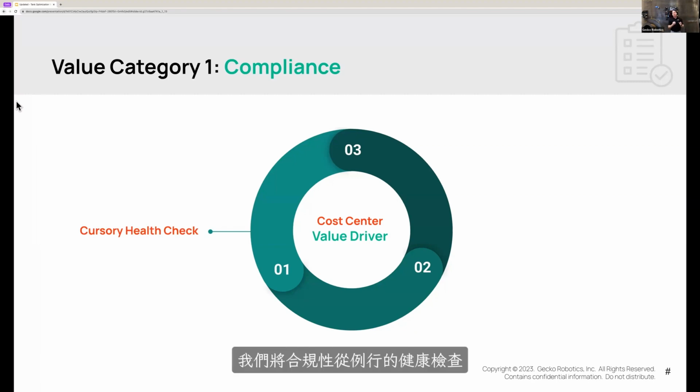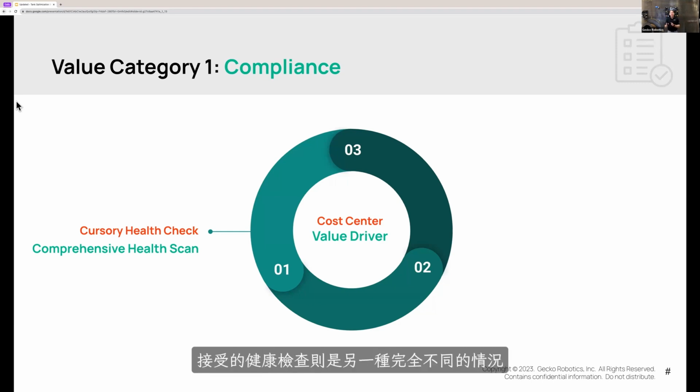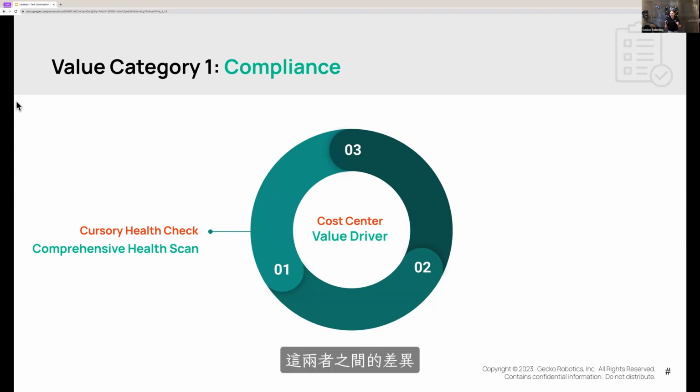Number one is we shift compliance from an exercise of a cursory health check to a comprehensive health scan. Now, I like to think of the difference between these as the difference between you and I as normal humans going to our local doctor and getting a health check that's really just our doctor putting a stethoscope to our heart, versus imagine the type of health scan that a top athlete is going to receive at the NFL Combine. So major difference in how we go about doing these health scans.